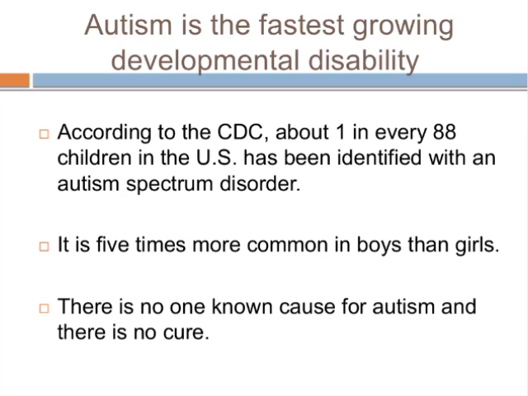Autism is the fastest growing developmental disability. According to the CDC, about 1 in every 88 children in the United States has been identified with an autism spectrum disorder. It is 5 times more common in boys than girls, and there is no one known cause and no cure for autism.